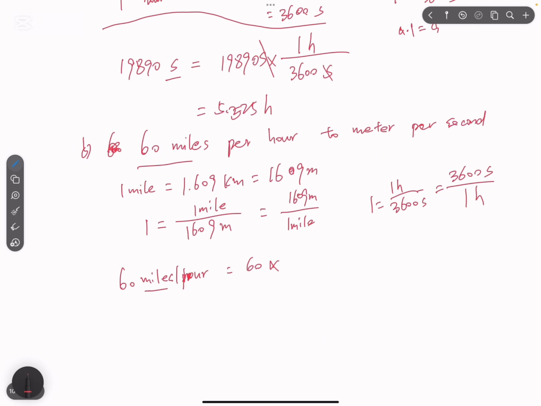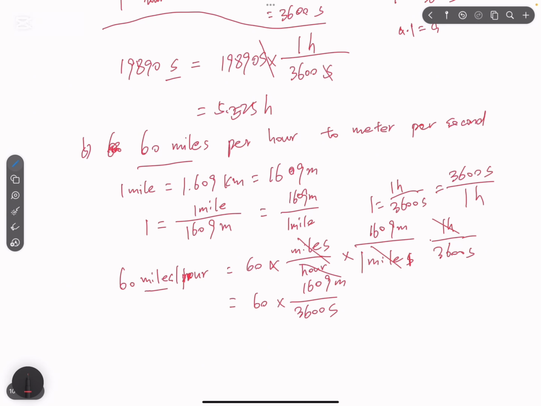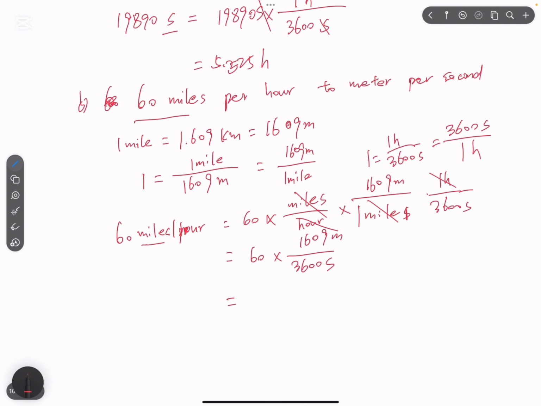So for the miles, we want to cancel out the miles. So the unit is miles divided by hour. We want to cancel out the miles, so we put the miles on the bottom. So 1 mile equals 1,609 meters. And also we want to cancel out the hours, so we put the hour on the top. We will have 3600 seconds. Then after that we can cancel the units. That will give us 60 times 1,609 meter divided by 3600 seconds. Then we can get 26.8 meter per second.